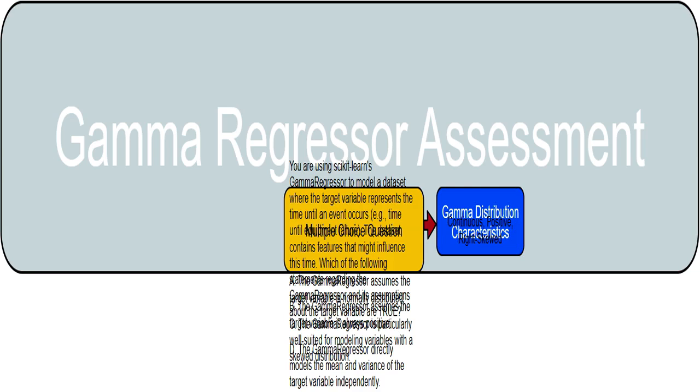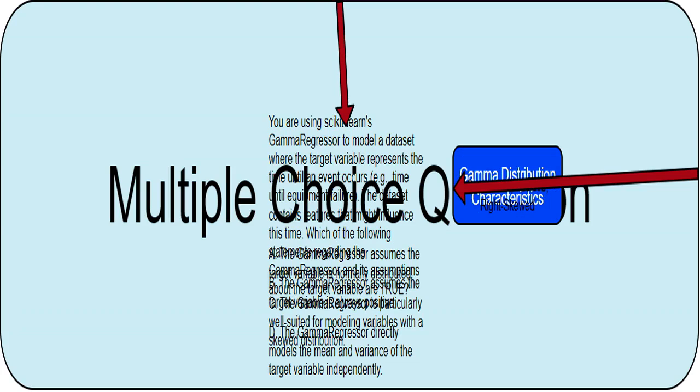This quiz assesses your understanding of the GammaRegressor in Sklearn, focusing on its assumptions about the data it models. I'm testing your knowledge of the gamma distribution and how the GammaRegressor uses it. I present you with a multiple-choice question about the GammaRegressor. You need to identify which statements correctly describe its characteristics and assumptions.